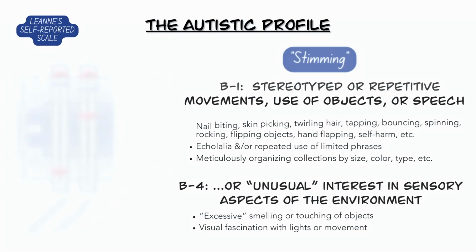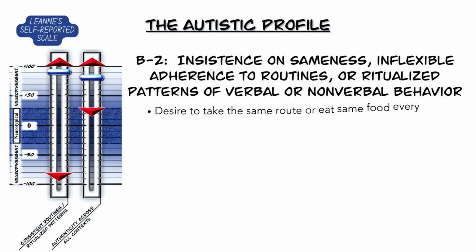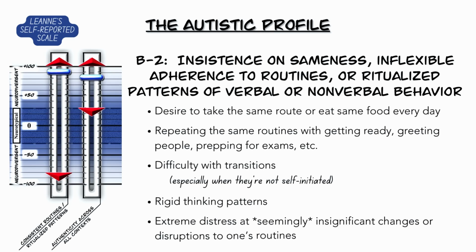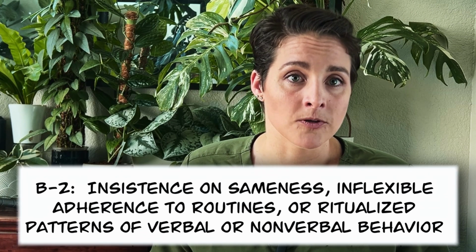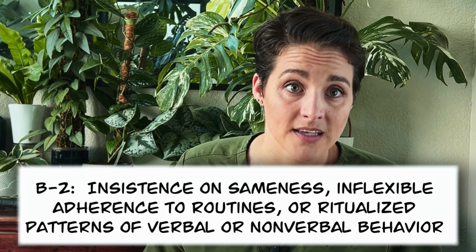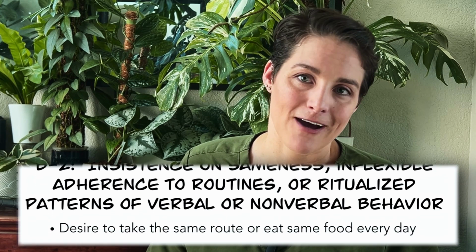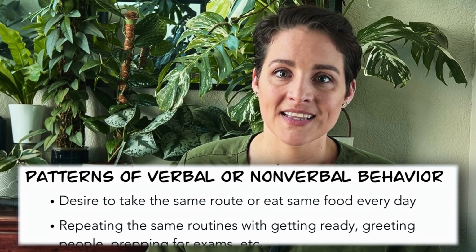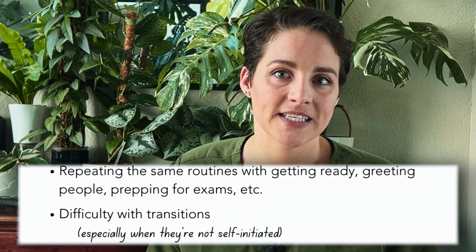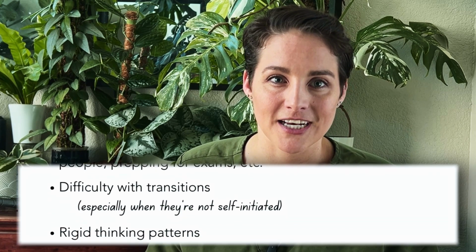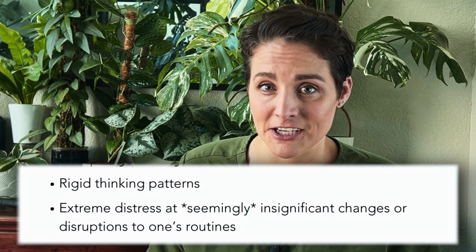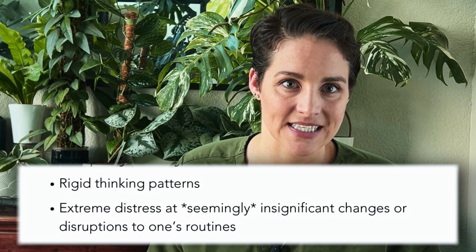B2 is one of the most pervasive and troublesome aspects of my neurotype, and the one that is the most likely to make me feel disordered. It entails insistence on sameness, inflexible adherence to routines, or ritualized patterns of verbal or nonverbal behavior, such as desire to take the same route or eat the same food every day, repeating the same routines with getting ready, greeting people, prepping for exams, etc., difficulty with transitions, especially when they're not self-initiated, rigid thinking patterns, or extreme distress at seemingly insignificant changes or disruptions to one's routines.